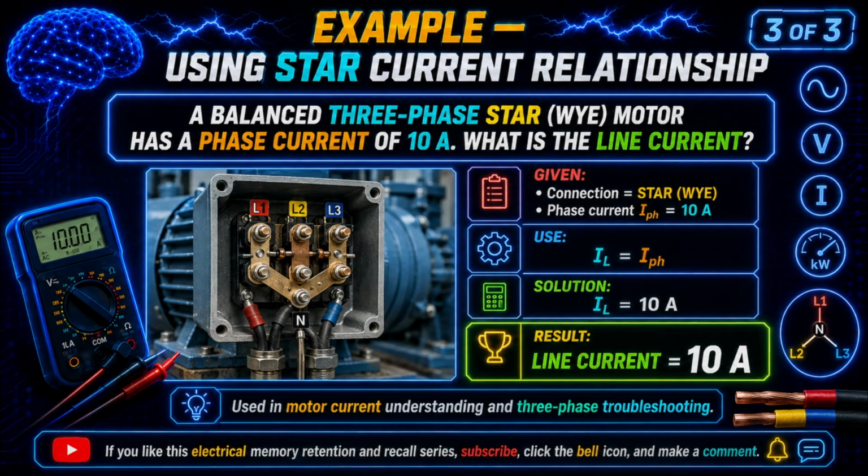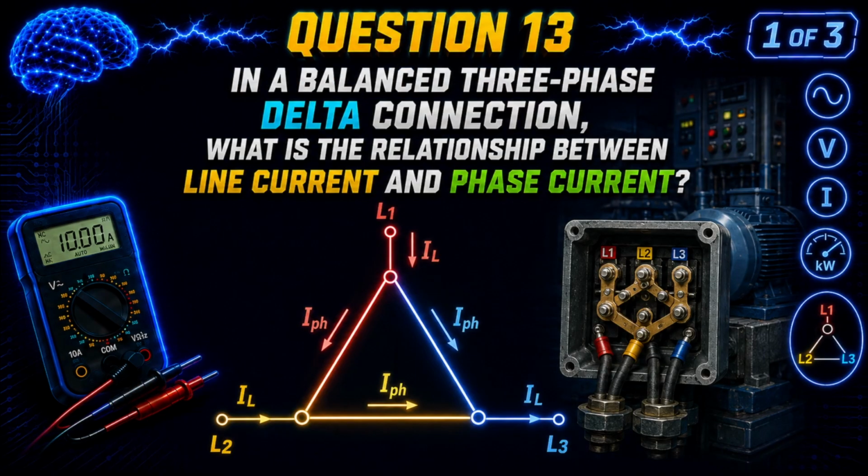Now we know the current relationship in star. Next, let's compare it with delta, where the √3 relationship moves to the current side. Now let's move to the delta current relationship. In a balanced three-phase delta connection, what is the relationship between line current and phase current? We already learned that in delta, line voltage equals phase voltage. Now let's see what happens to the current.